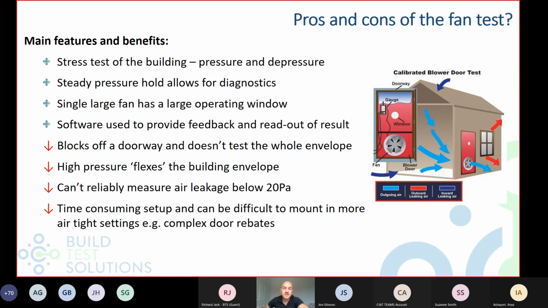Your pressure tappings, internal and external, and it can be quite difficult to mount blower door fans in more complicated doorways or windows with fancy rebates and things. Again, as we push on for increased performance, things like rebates start to get more and more complicated, and quite difficult to mount these systems in those settings.